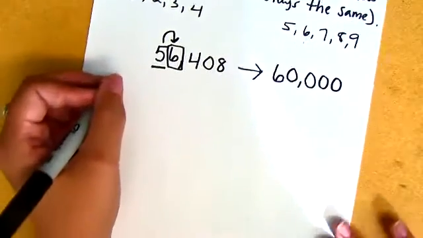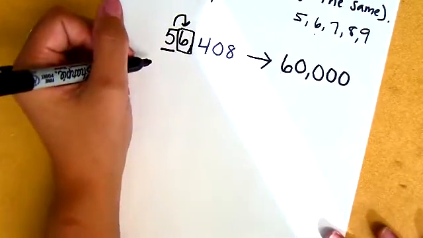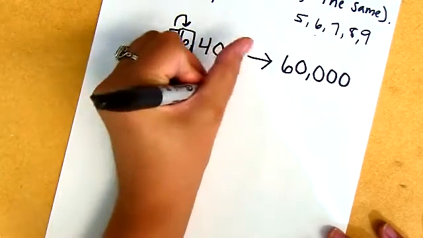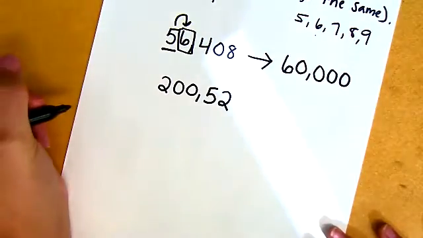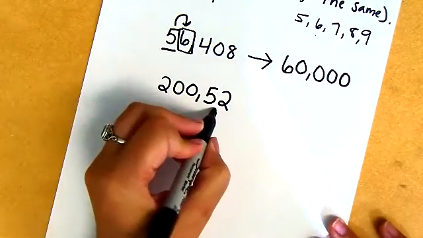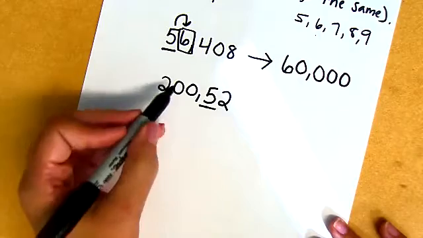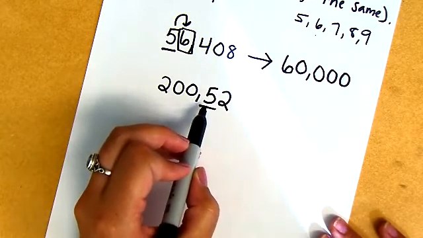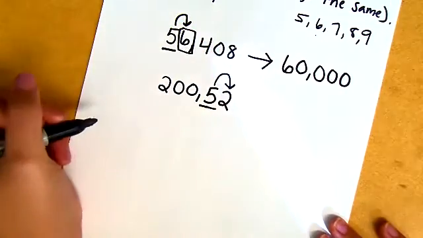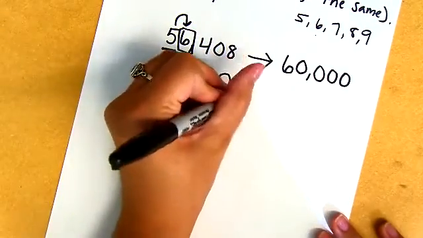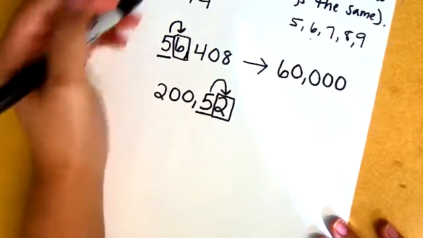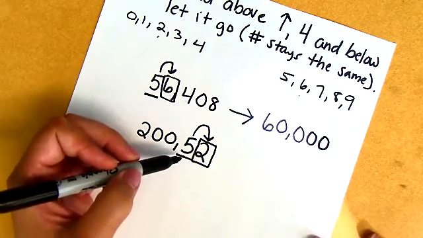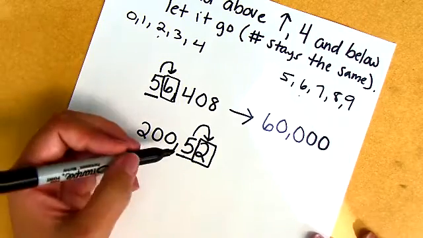Okay, so let's try another one. Let's round 200,052, and let's round it to the nearest 10. Again, the number that's underlined is the number we're going to round to. It's either going to stay the same or it's going to bump up. The boss number is the number to the right. So the 2 is going to tell it what to do. 2 is 4 and below, right? 2's over here. So that means it's going to let it go. It's going to keep 5 the same, and everything after becomes a 0.